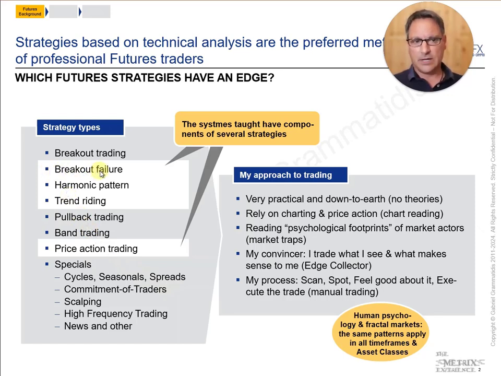What we trade, we are trading breakout failures. So that's trading against the crowd. There's a breakout, and then once it fails, we trade the counterpart. System 2 is basically a harmonic pattern, and we are riding trends in system 3. And with all those 3 systems, we combine that very strongly with visual price action reading. So these are the systems I'm teaching, that I know about. We're not trading pullbacks, we're not trading bands, we're not trading cycles, seasonals, commitment of traders reports, etc.